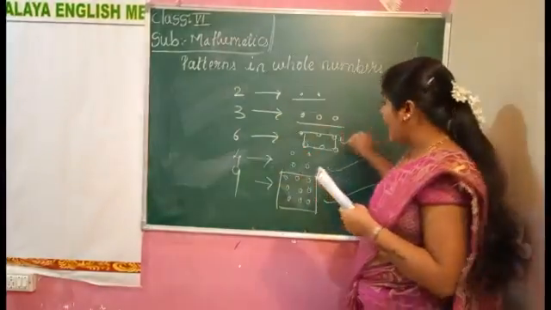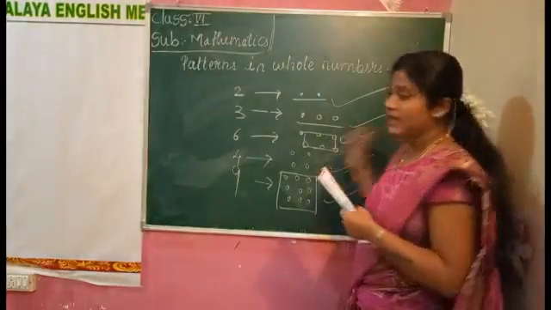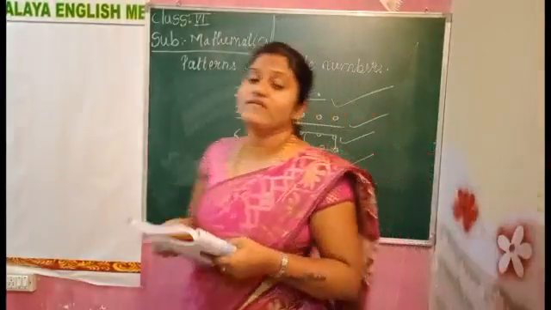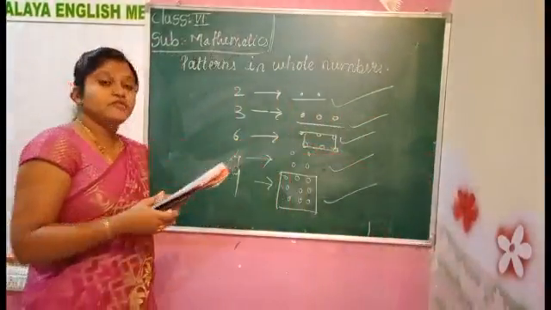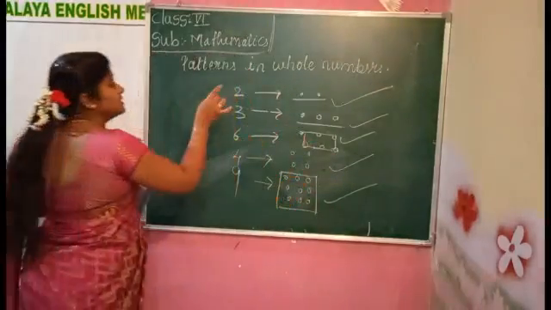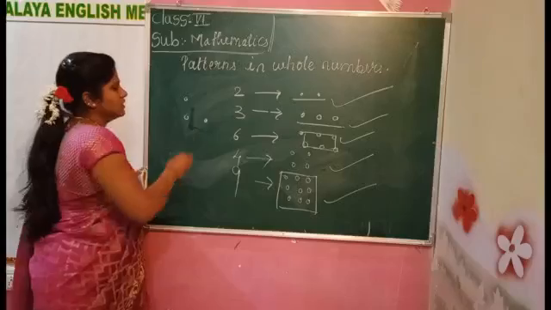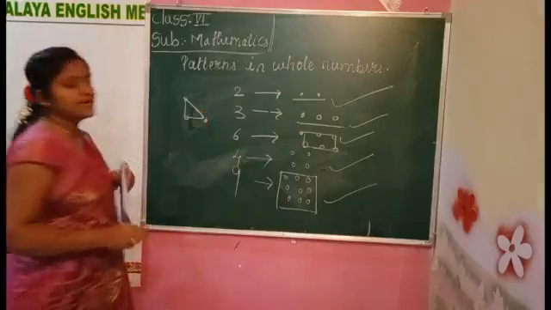6 can be a rectangle. 3 can be a line. 2 can be a line. Okay, in this way we can write. 3 also 3. And next one more thing. 3 can be written as a triangle also, like this. It will be a right angle triangle.